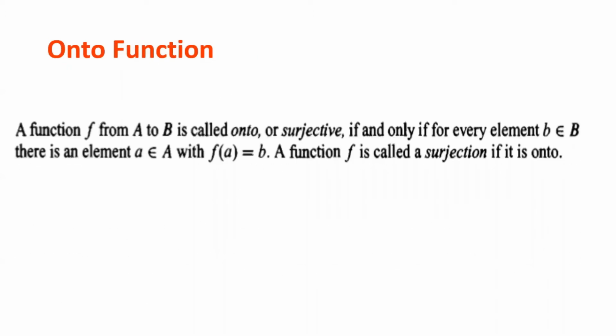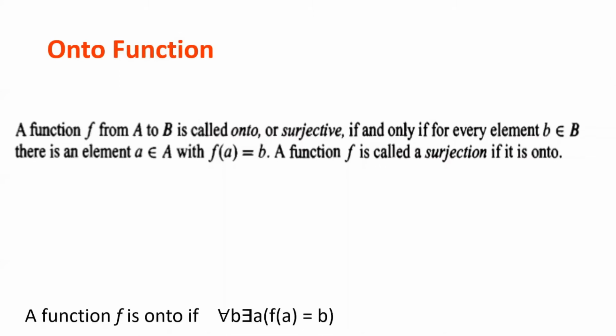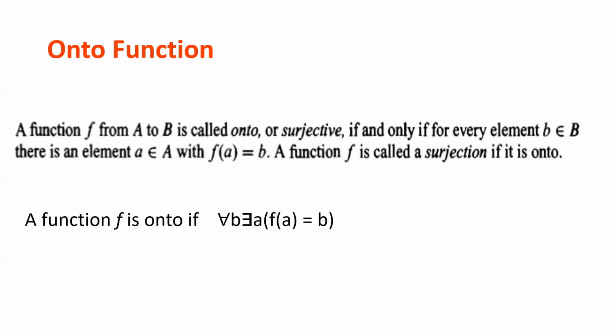An onto function can be defined like this: if there is a function f from set A to set B, then what does it mean? It means every element of set B is mapped with some element of set A. Symbolically, for all b there exists some a such that f(a) is equal to b. It means the range is equal to the codomain, meaning every element of the codomain is the image of some element of the domain. This is an onto function. It is also called a surjective function.